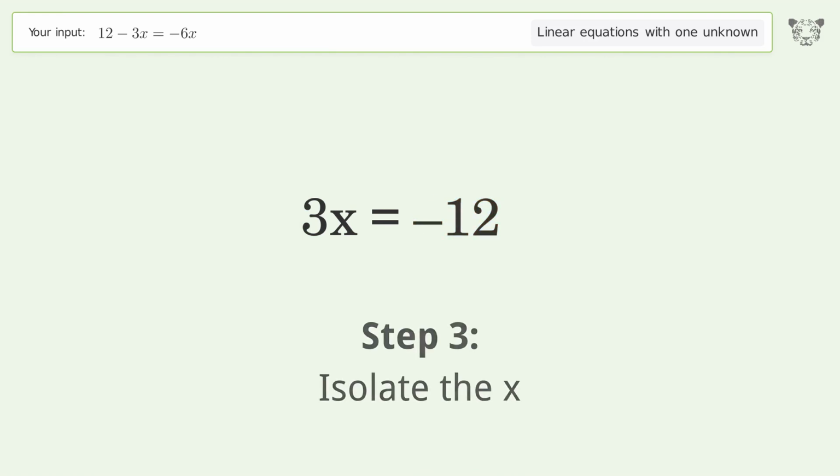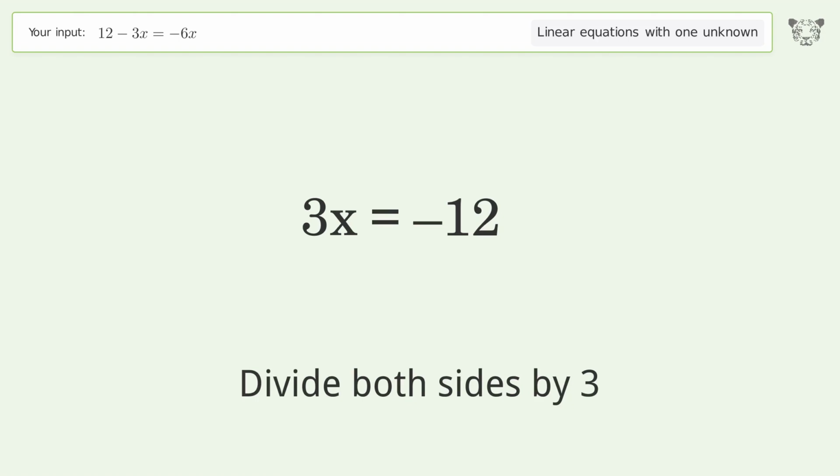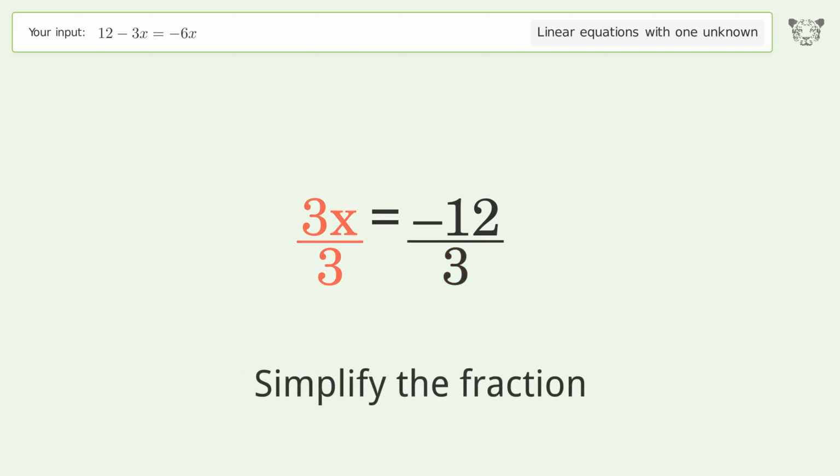Isolate the x. Divide both sides by 3. Simplify the fraction.